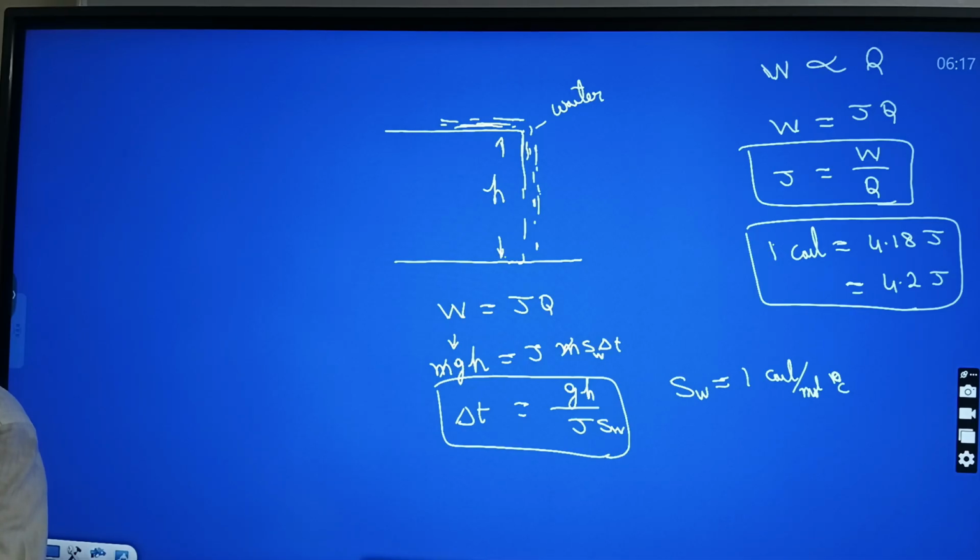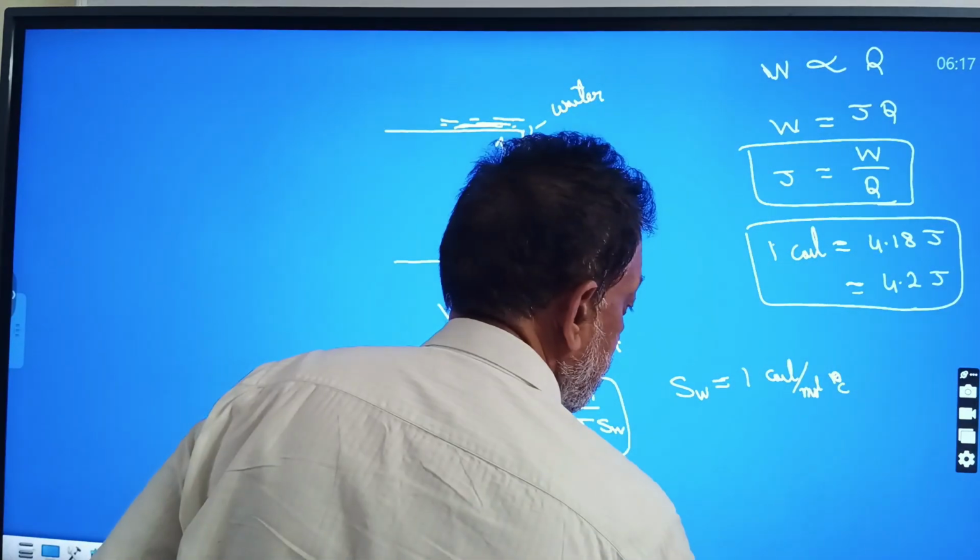On striking the target, full stop, by this the heat and temperature of the bullet increases by delta T.